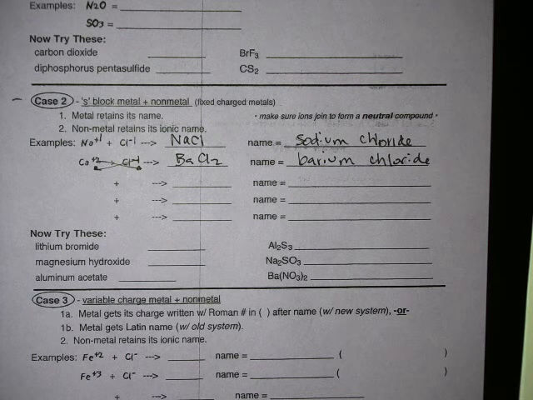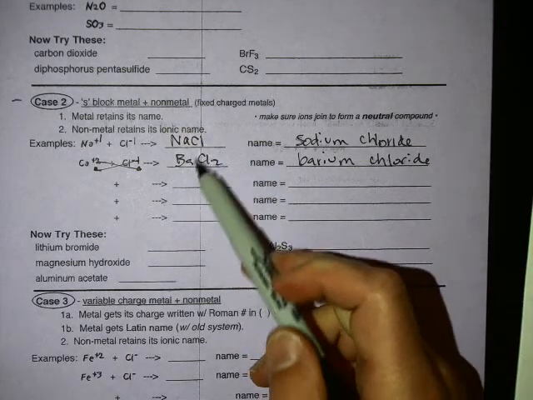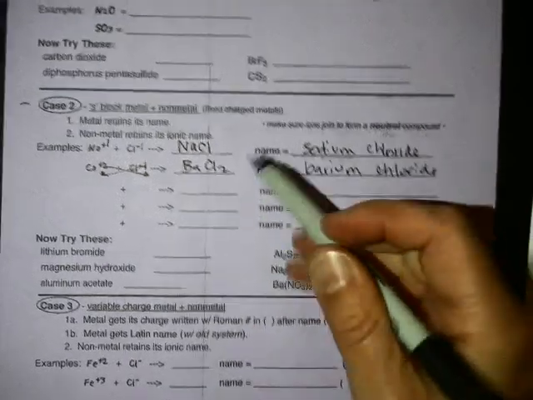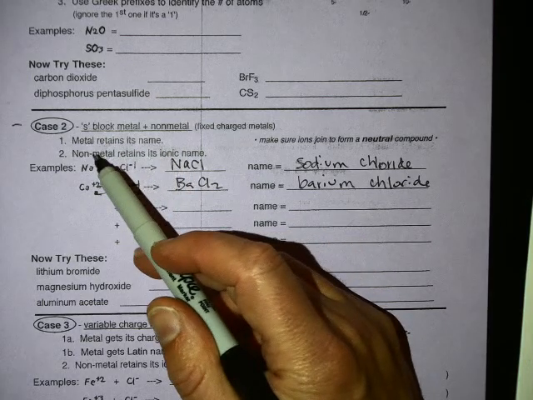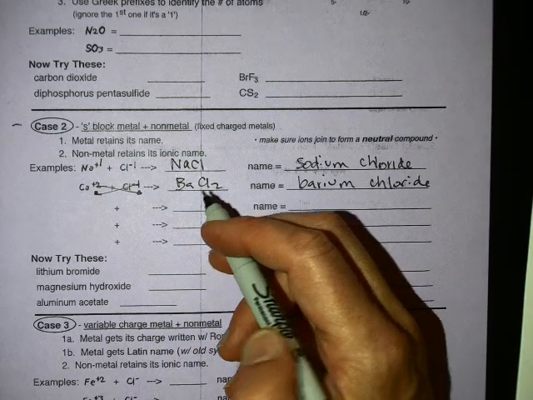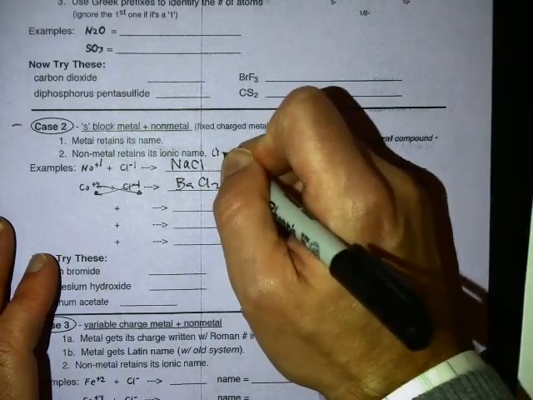Naming them is easy. If you're given a formula like this, and you want to name it, the rules are right here now. You also have them in your notes, but the metal has the same name. The non-metal gets an ionic name, which means an IDE name, in case you care.